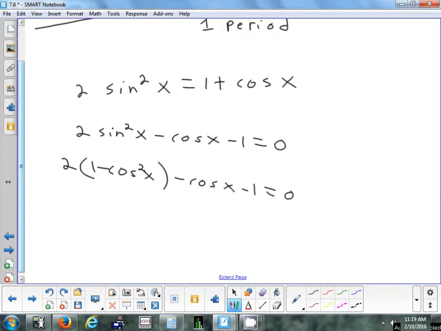Okay. So when I rewrite that in descending order and combining like terms, can anybody tell me what I will have? That's good. Minus cosine x plus 1. That's going to give me 2. Take away 1, plus 1. Okay, any question on that?